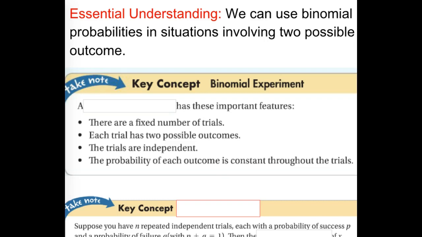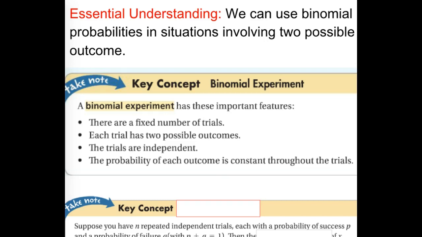All right, so the first thing it says is we can use binomial probabilities in situations that involve two possible outcomes. Typically we define those outcomes as success and failure. What is it that we want to have happen? That's called our success. What is it that we don't want to have happen? That's our failure. So it either happens or it doesn't. Two possible outcomes.